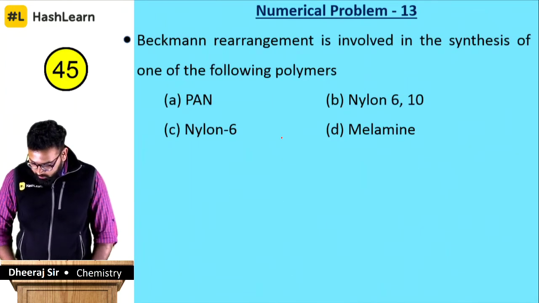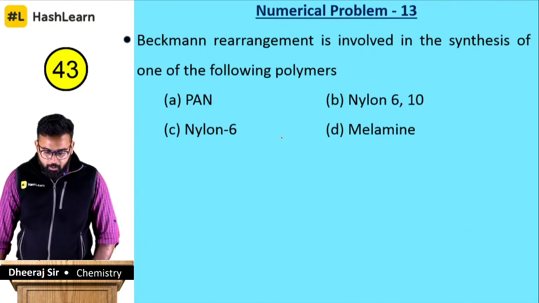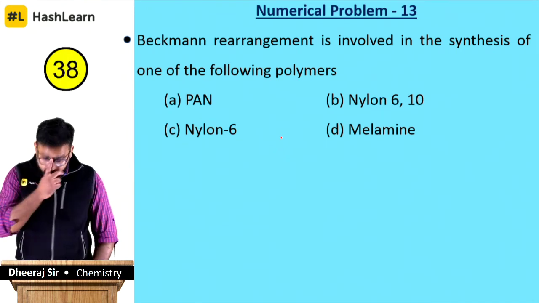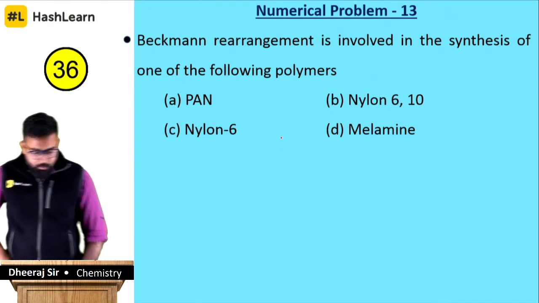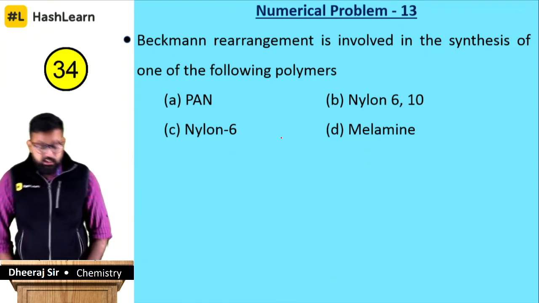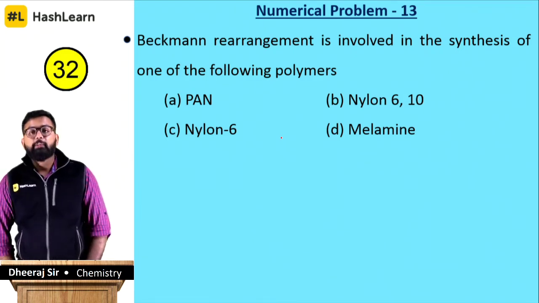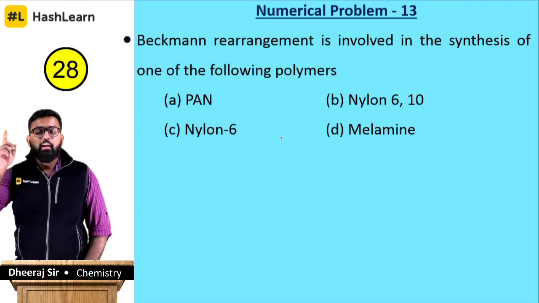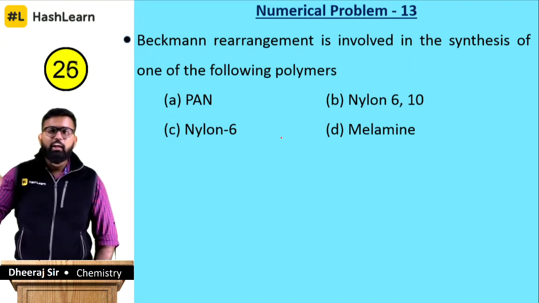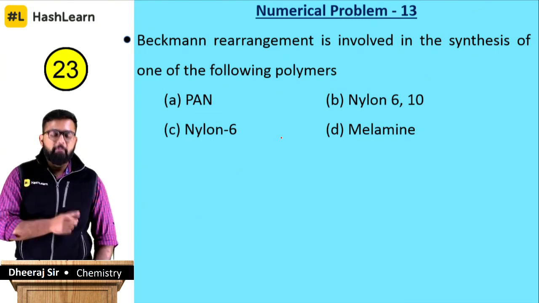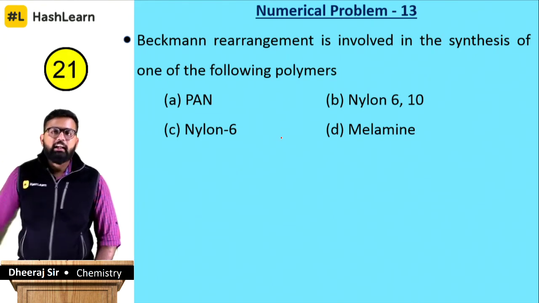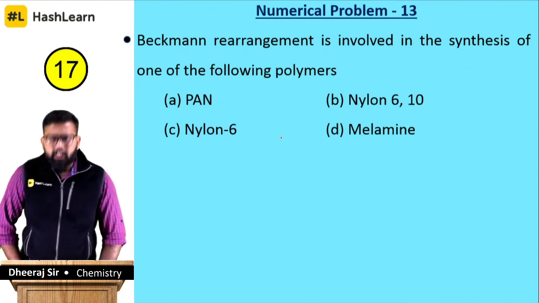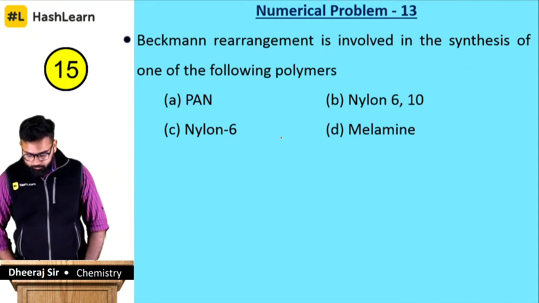Moving ahead to the 13th question. Beckmann rearrangement is involved. Another 3 questions packed for you guys. Beckmann rearrangement is involved in the synthesis. I told you this Beckmann rearrangement with respect to caprolactam. Caprolactam is formed from cyclohexanone, cyclohexane oxidation, cyclohexanone on rearrangement. That's Beckmann's rearrangement. You get caprolactam or cyclohexanone oxime. Pertaining to that, try to answer this question.